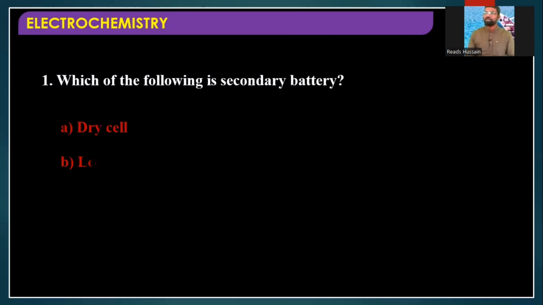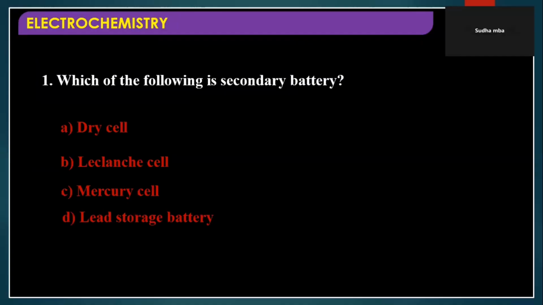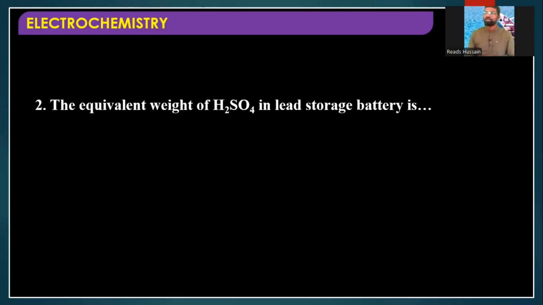Okay, a few questions are given here. Which of the following is a secondary battery? Dry cell, Leclanche cell, mercury cell, or lead storage battery? Okay, what's your answer? Dry cell, Leclanche cell, and mercury cell are primary. Lead storage battery, yes, good. The first three are primary batteries and the last one is a secondary battery.